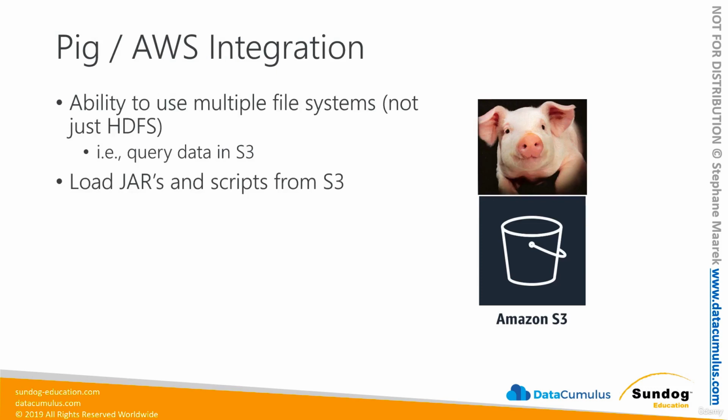Pig and AWS integrate in several ways. Just like Hive, they have extended Pig to be a little bit more EMR friendly. So for example, Pig is not limited to HDFS when you're running it on EMR. It can also query data on S3 through EMRFS. And like Hive, it has the ability to load jars and scripts that are stored externally on Amazon S3 directly. But that's pretty much the extent of Pig and AWS integration. Beyond that, it's straight up Pig.